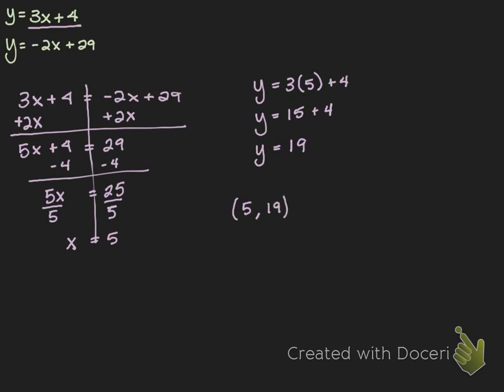We can write our final answer as a coordinate point, which will represent (5, 19). Remember, you'll also want to double check by plugging in the x value into the second equation just to make sure you will get 19 as well, so that you know your final answer is the correct one.